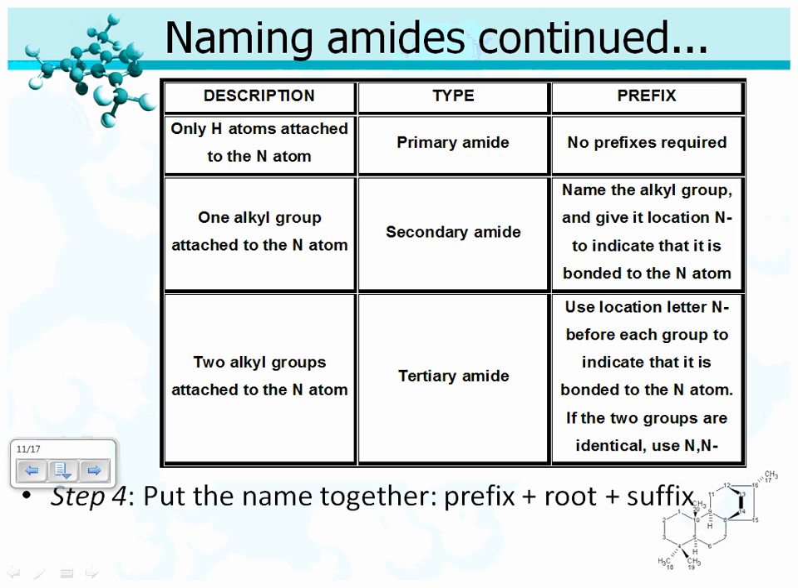So, if you have a primary amide, you need no prefixes. If you have a secondary amide, you have to name the alkyl group and again give it the location N, saying that it's attached to the nitrogen. And then same thing with tertiary amide. You need to use the location letter N instead of a number to tell me that the group is attached to the nitrogen. And you put the name together, prefix plus root plus suffix.